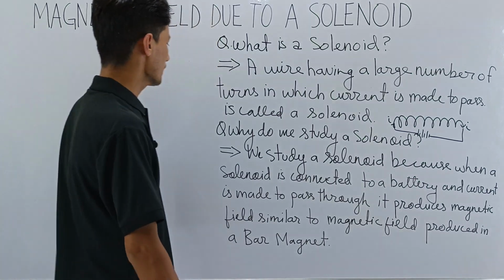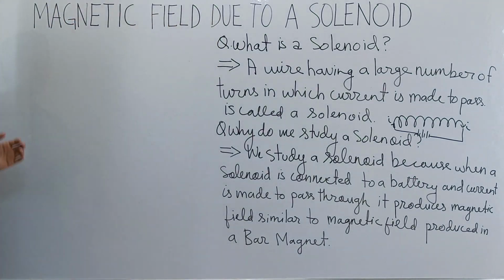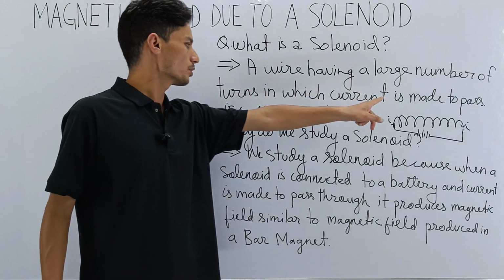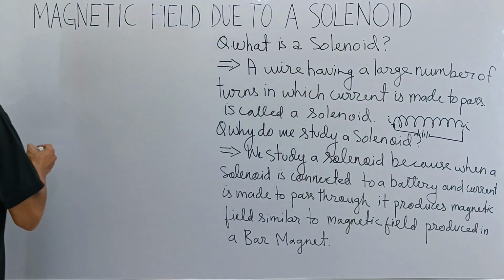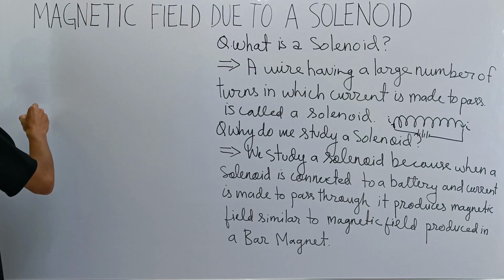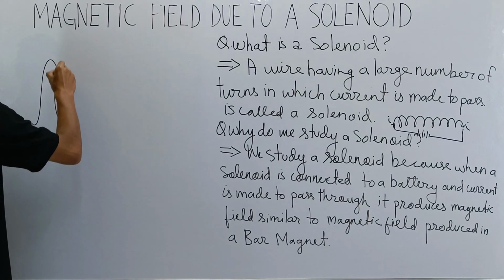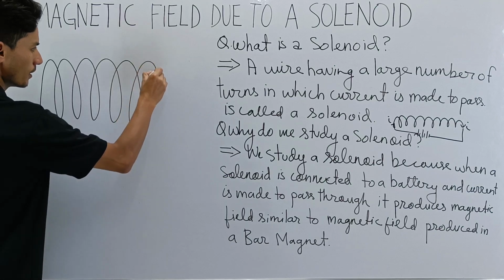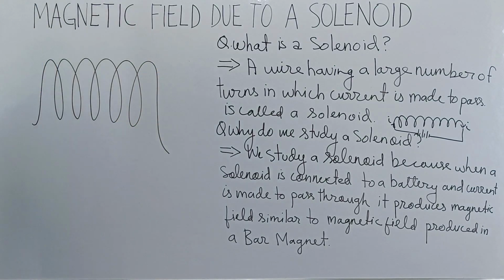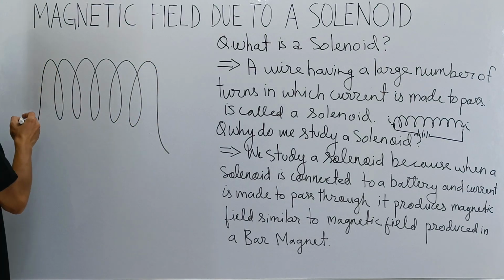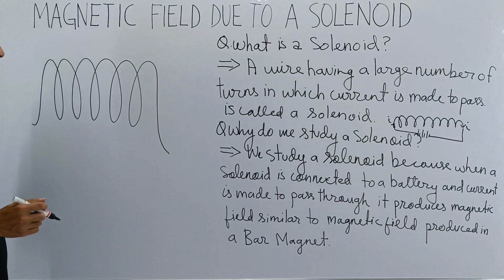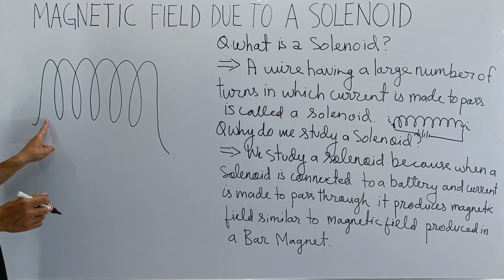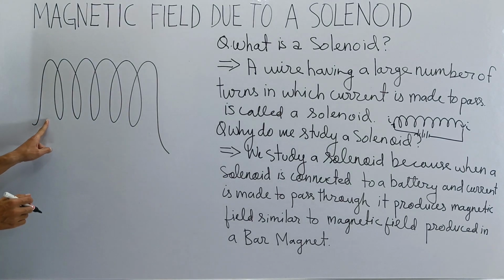So now it's time to utilize this part of the area. Let me draw a solenoid here. A solenoid is a wire having a large number of turns. So a wire having large number of turns: 1, 2, 3, 4, 5, 6. This will do.